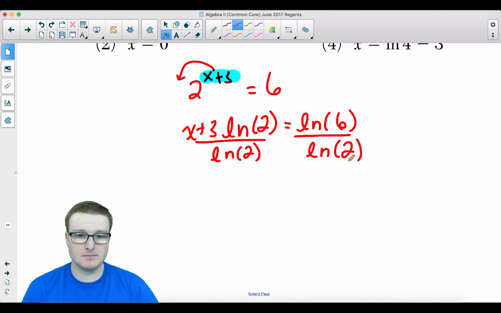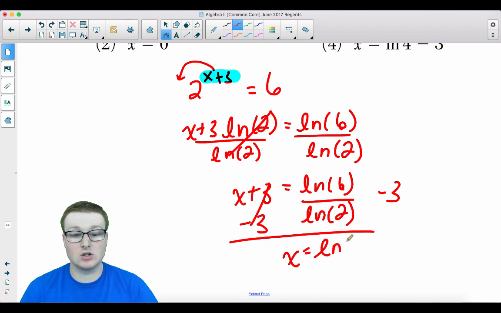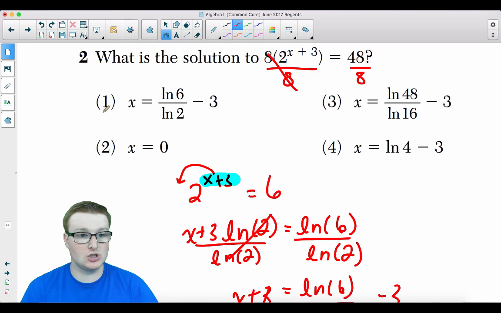Divide by the natural log of 2. Okay, and we get x plus 3 equals the natural log of 6 divided by the natural log of 2. Now we just need to subtract that 3 on both sides. And we get x equals natural log of 6 over natural log of 2 minus 3. Your answer is choice 1.